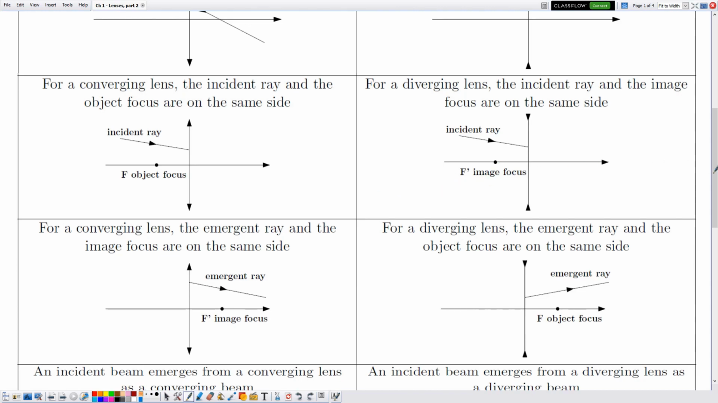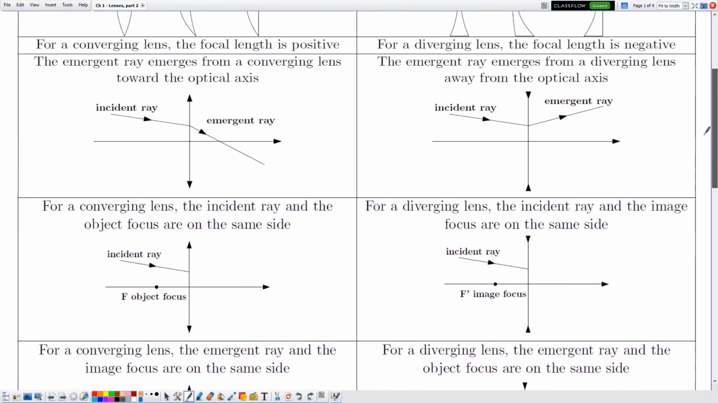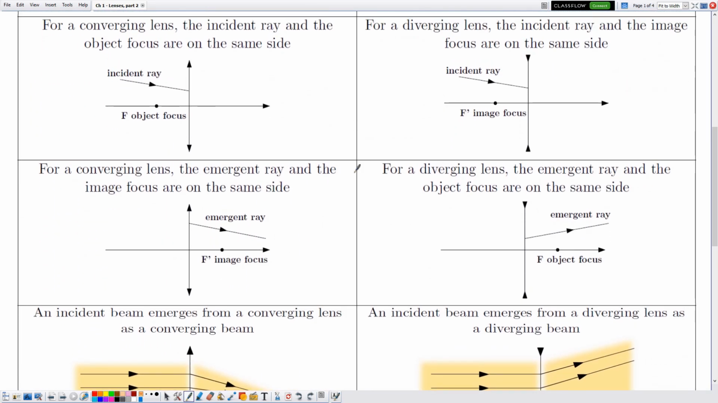Now we have reached the fifth property. So 1, 2, 3, 4, 5. Now we are in the fifth property. Now what about the emergent ray?